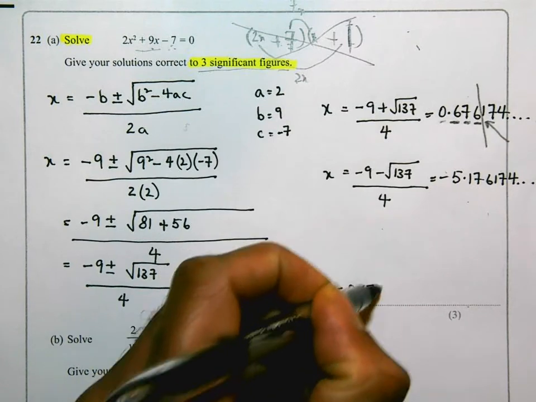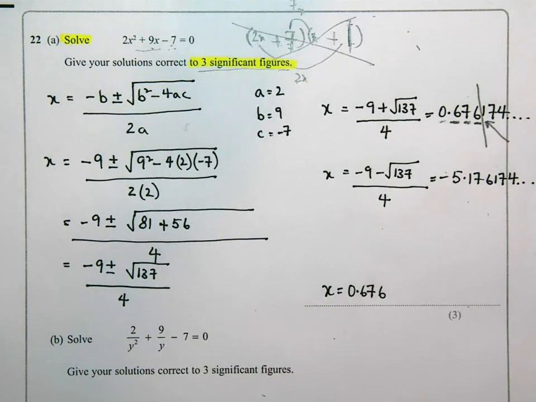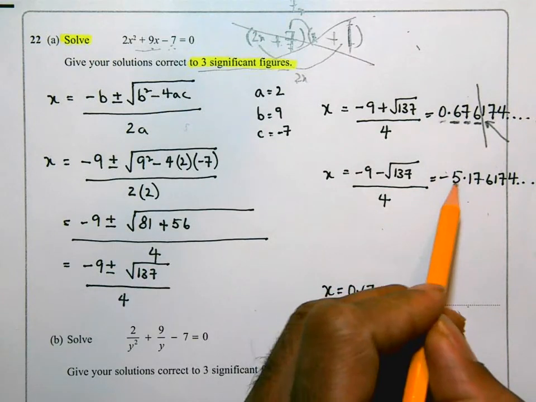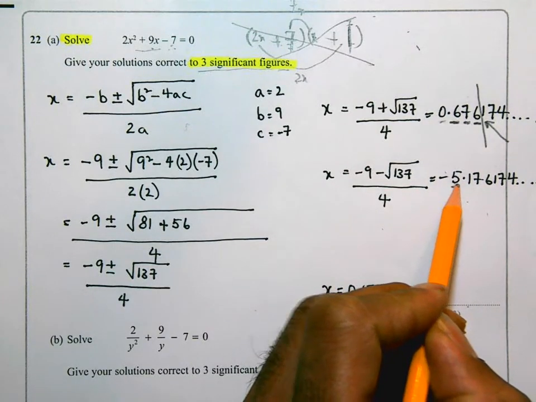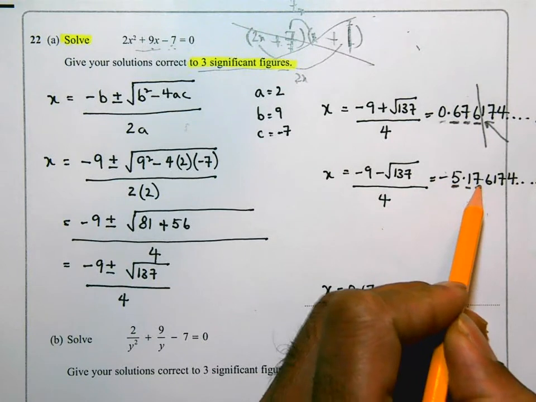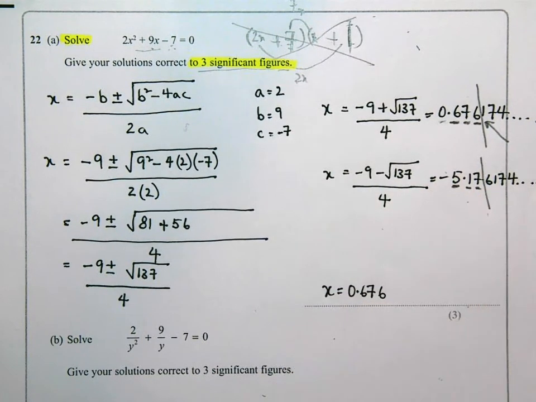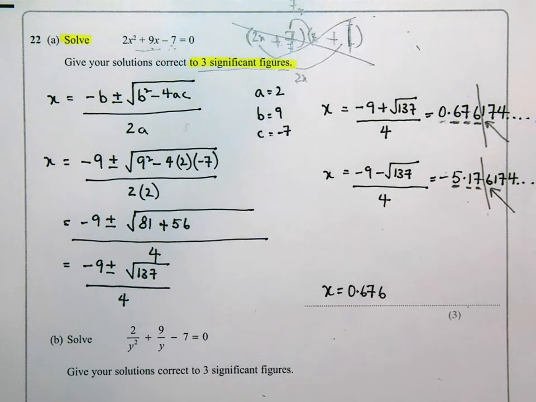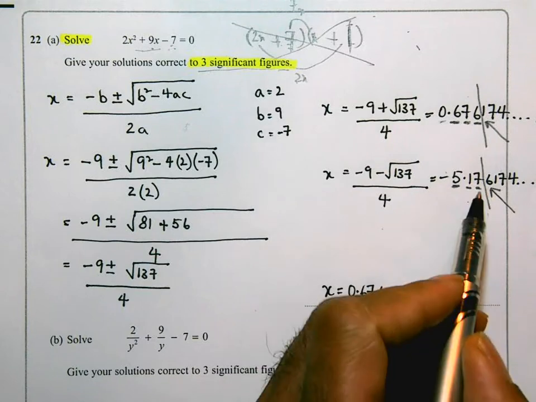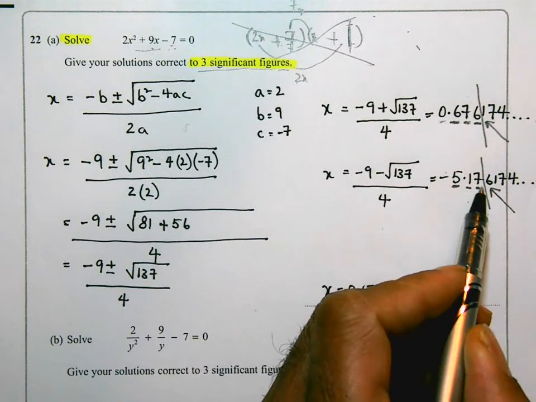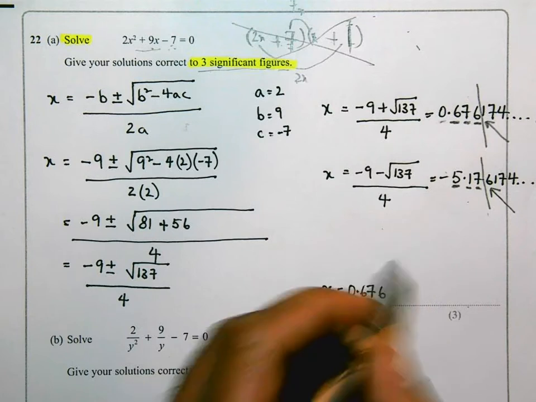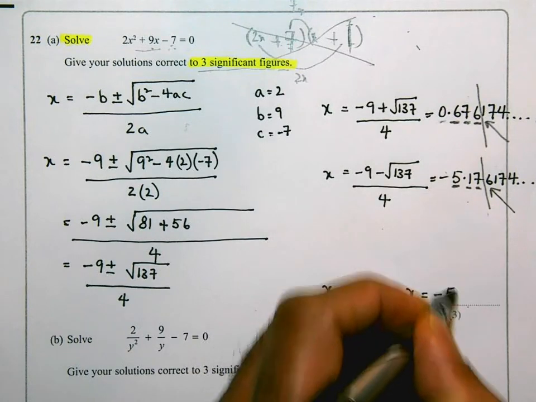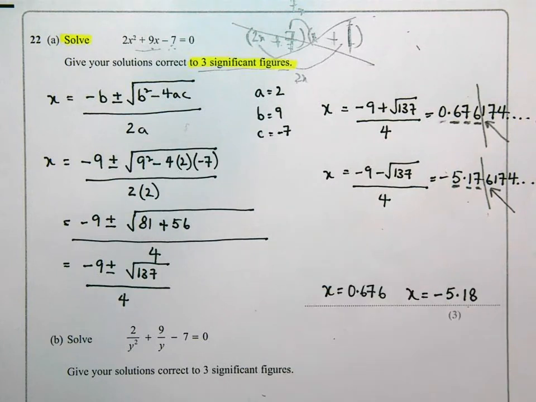That's one of my answers. If I go to the next answer, again, no zeros at the front, so I'm going to start counting from here: 1, 2, 3, and I'm going to cut it off there. Look at the next number along and check to see if that's 5 or more, and in this case it is. So when I round up, that 7 is going to turn into an 8. So my second value of x is equal to minus 5.18. And both of those numbers in my answer are to 3 significant figures.